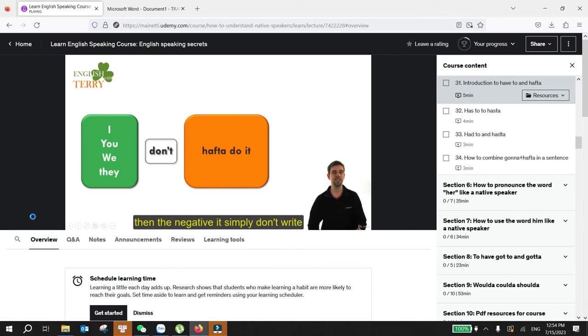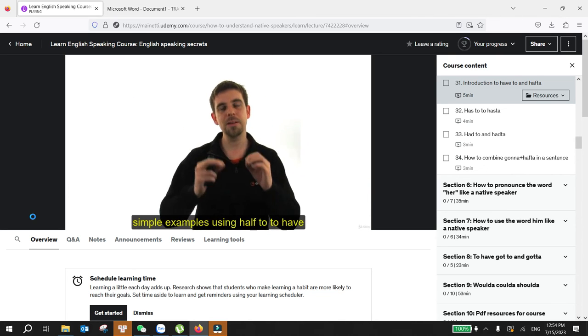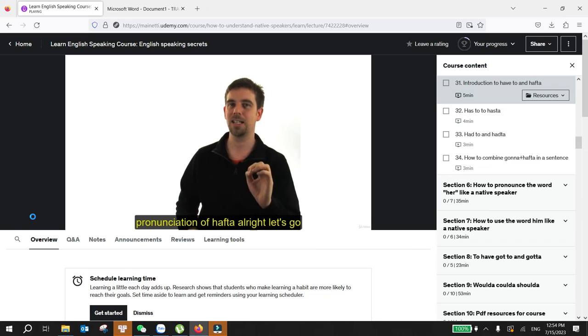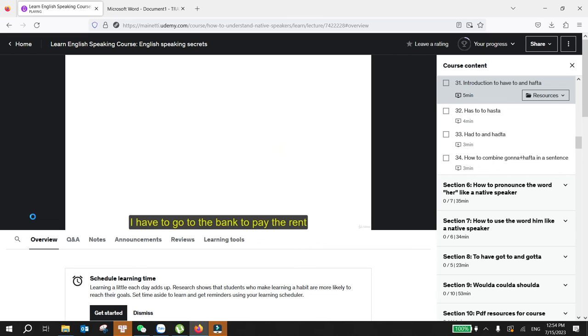And in the negative, it's simply don't, right? I don't have to, right? And of course, the T in don't is disappearing. So if we have a negative sentence, slow is I don't have to, but really it's I don't have to. I don't have to, okay? So let's practice some simple examples using have to, and let's keep training that nice pronunciation of have to. All right, let's go.